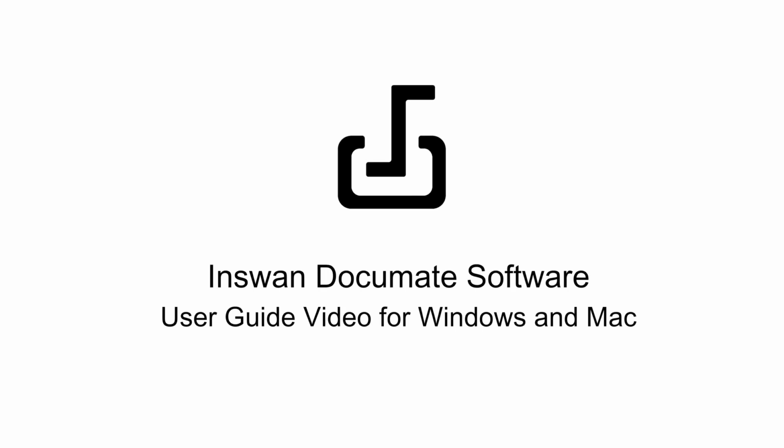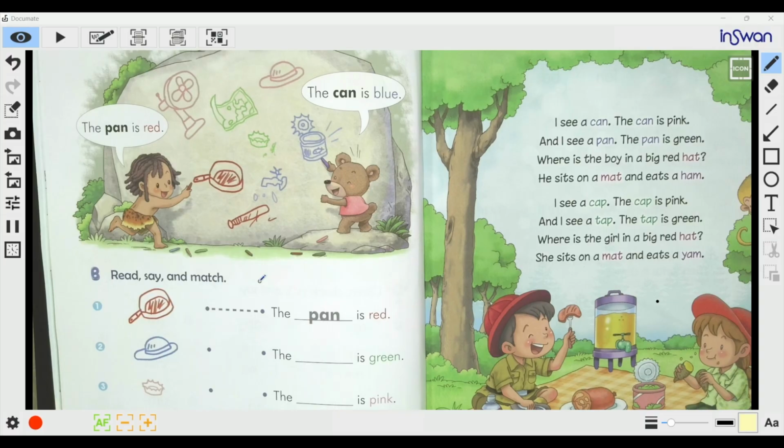In this video, I'm going to walk you through how to use the Inswan Documate software. When you first open the Documate software, you'll see the main function buttons arranged around the central display area. Let's begin with introducing the settings.